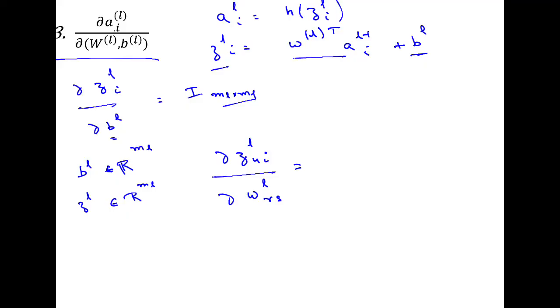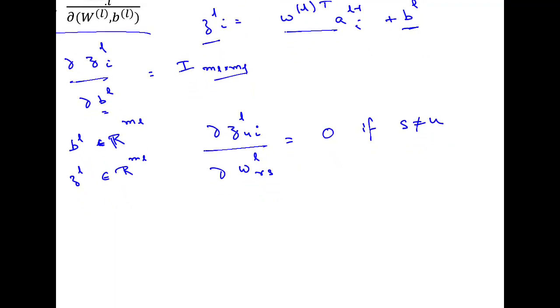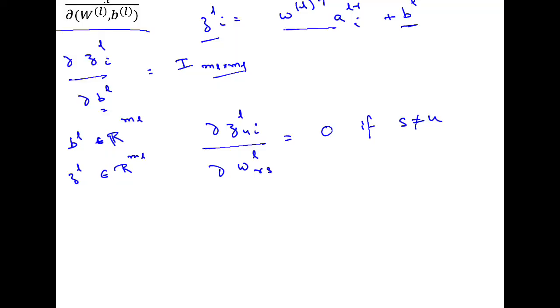So this is 0 if... when is it 0? Can somebody help me write that equation? S not equal to U. Why S not equal to U? Because we are taking W transpose. Right? So the uth row of W transpose is when S equal to U. Okay? Now if S is equal to U, then what happens?